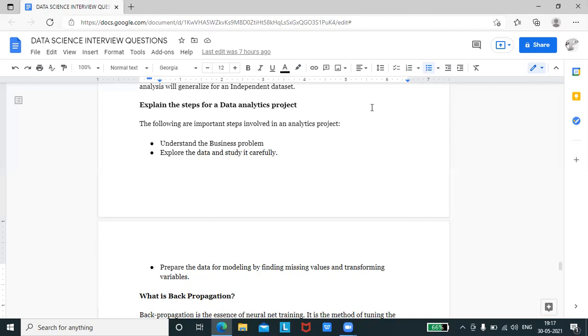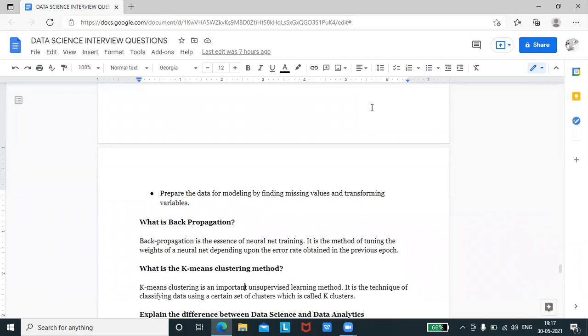The next topic is backpropagation. What is backpropagation? So, backpropagation is the essence of neural network training. It is a method of fine tuning the weights of a neural net based on the error rate obtained in the previous epoch. Epoch basically means iteration. Proper tuning of the weights allows you to reduce error rates and to make the model reliable by increasing its generalization.